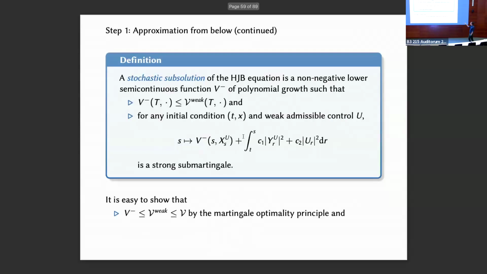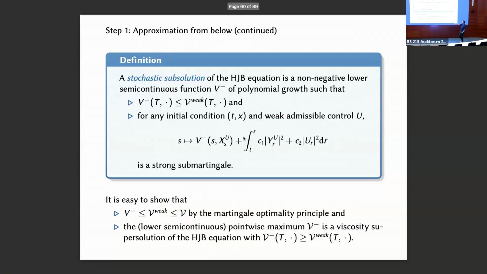And then you can very easily show the submartingale property and this terminal condition. They guarantee that any of these functions will be smaller than the weak value function, which is smaller than the value function in a strong formulation. But you can also show that if you now pass to the pointwise maximum of all of these stochastic subsolutions, they turn out to be a super solution of the PDE. And at terminal time, they are larger than the weak value function. Since it's the supremum of something which is smaller at terminal time, they're actually equal.